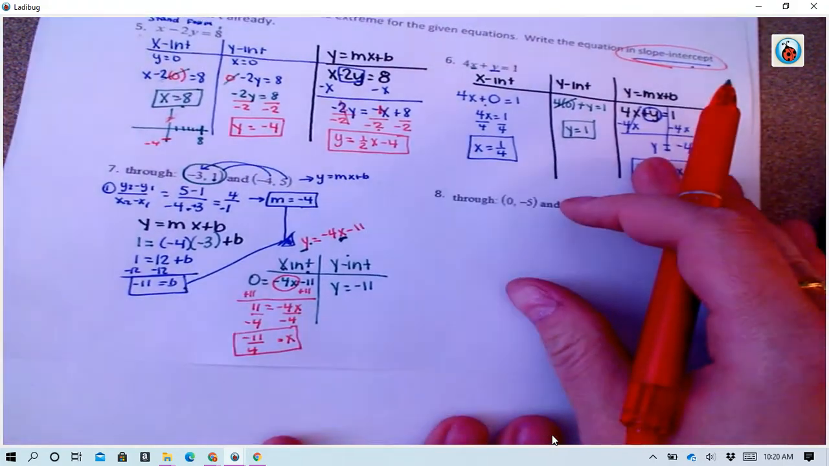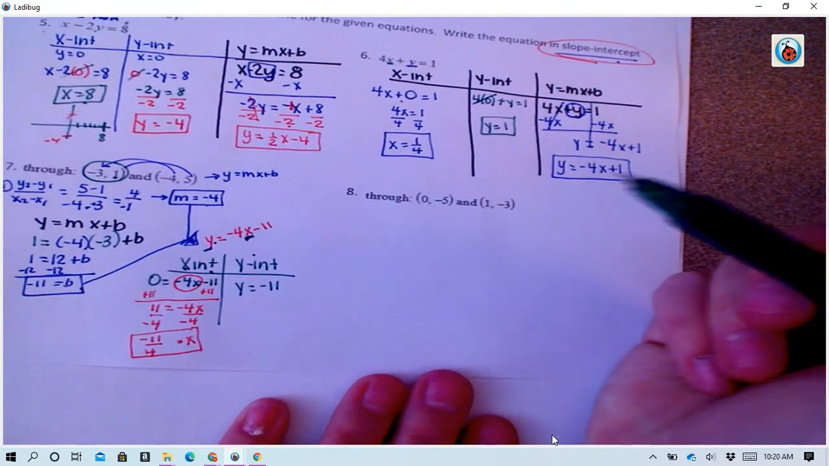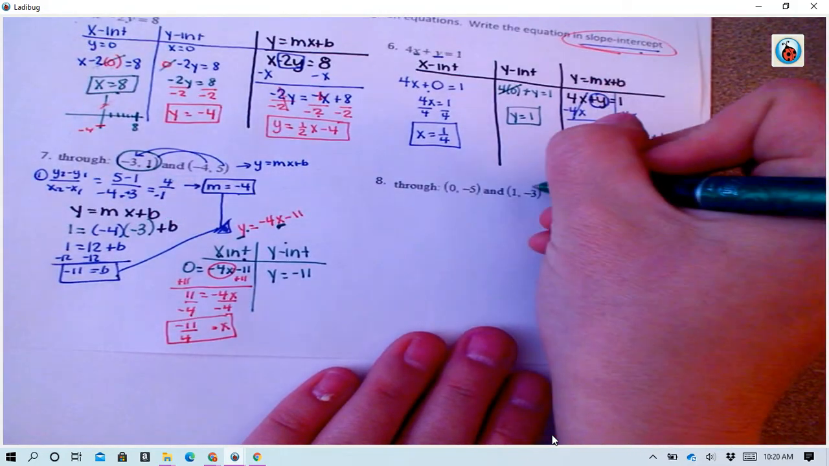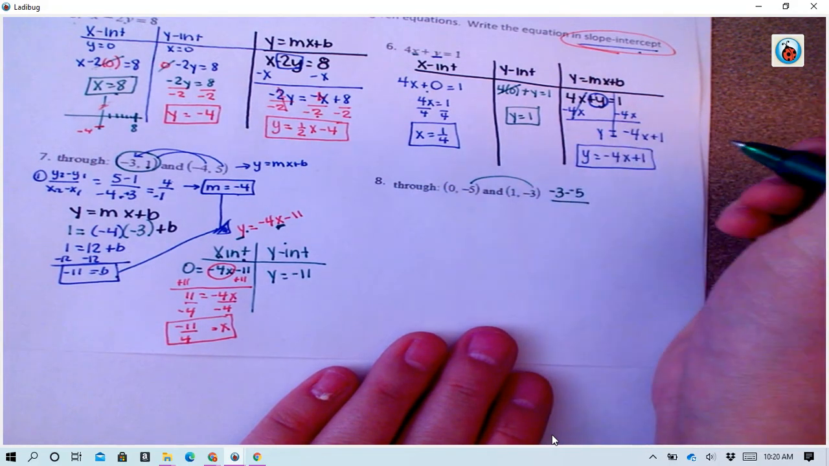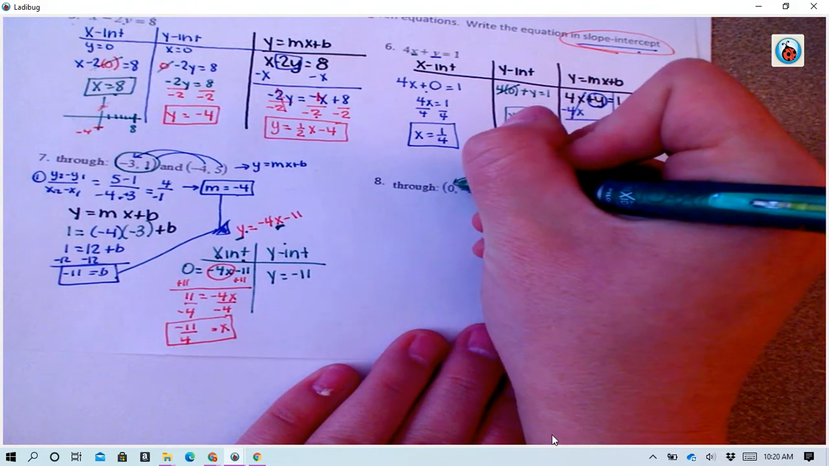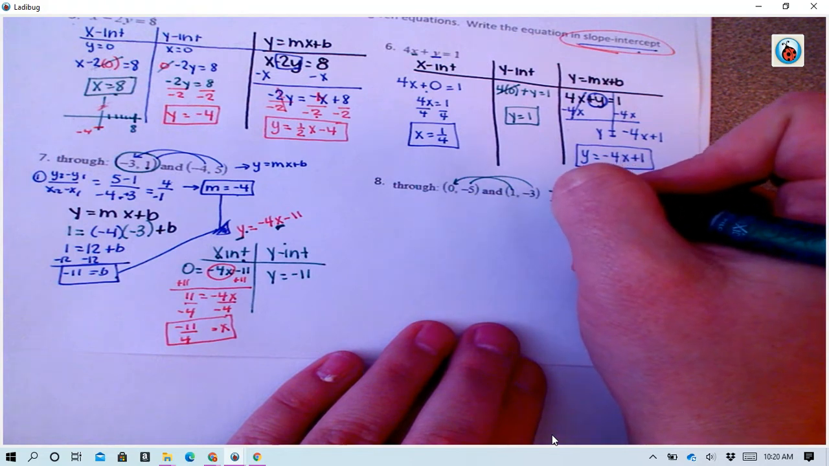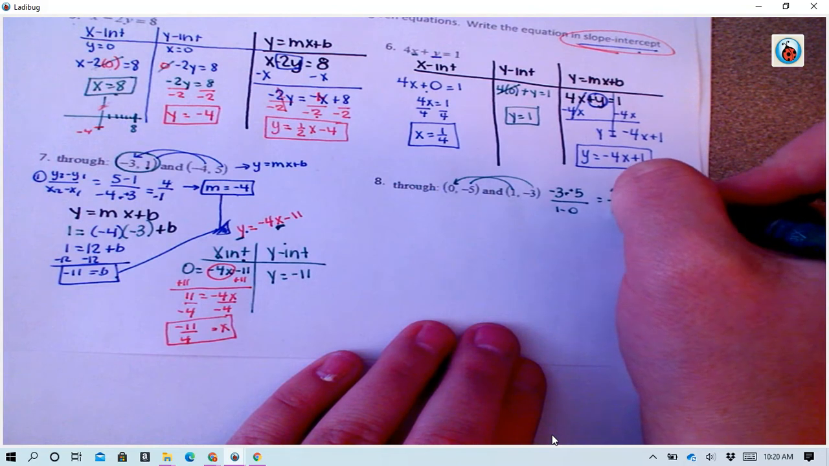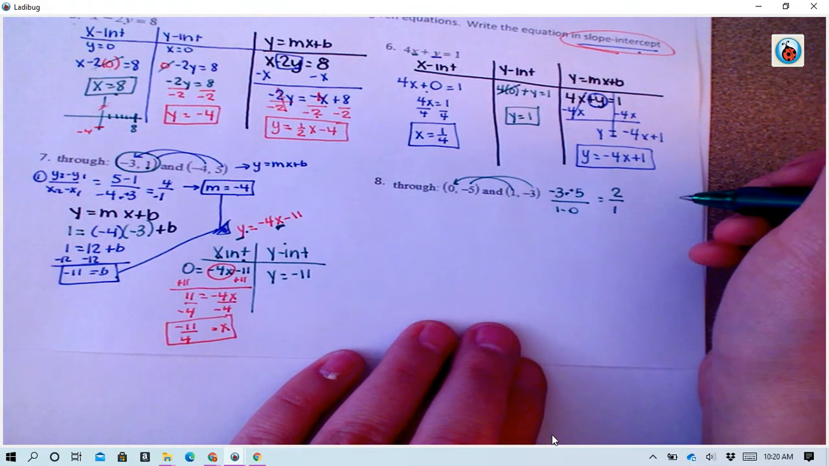So number 8 is the same process as number 7. If you wanted to pause the video and try it by yourself, or at least try to get started by yourself, you could do that. Okay, just like number 7, I've got to find the slope first. So negative 3 minus negative 5 over 1 minus 0. Negative 3 minus negative 5 really becomes plus or positive. Negative 3 plus 5 is 2. 1 minus 0 is 1. So this slope is just 2.